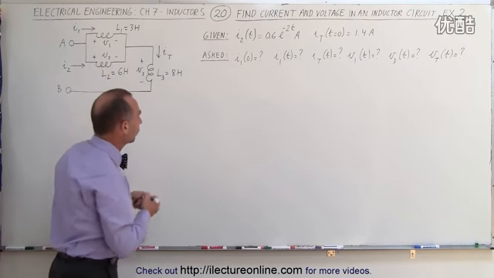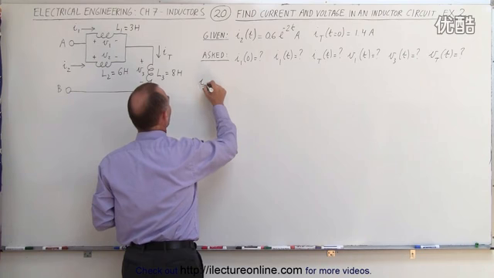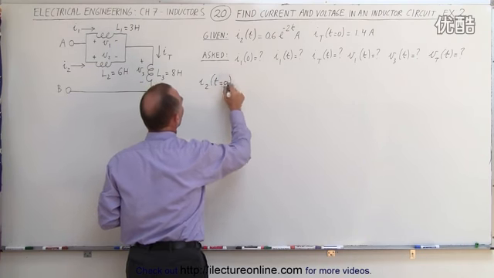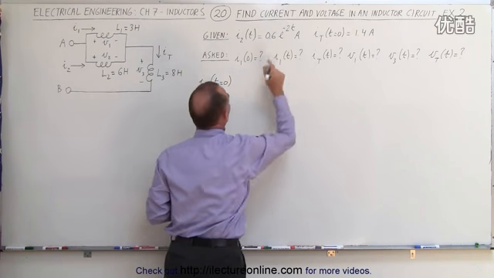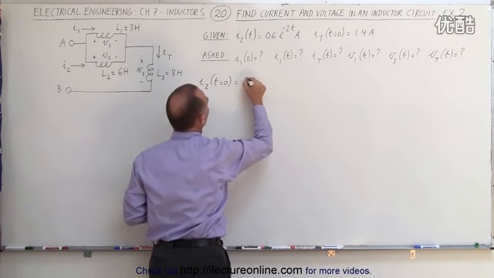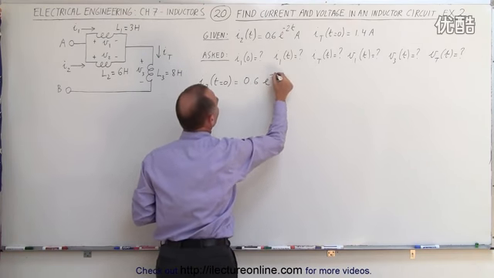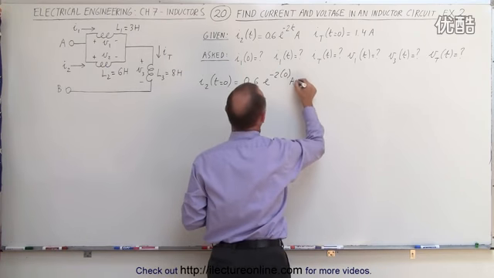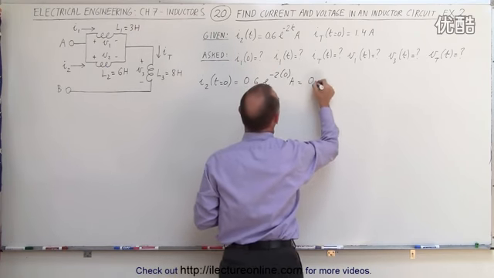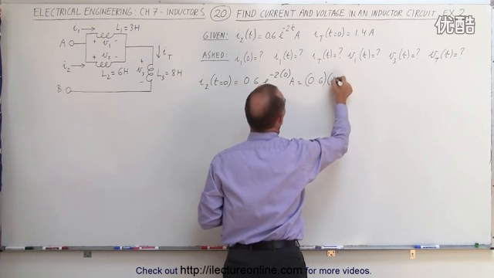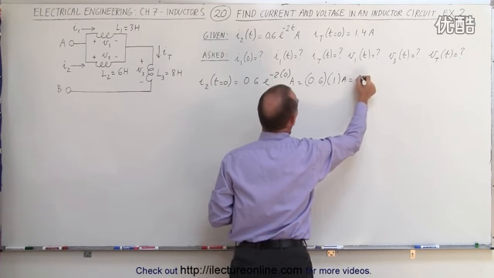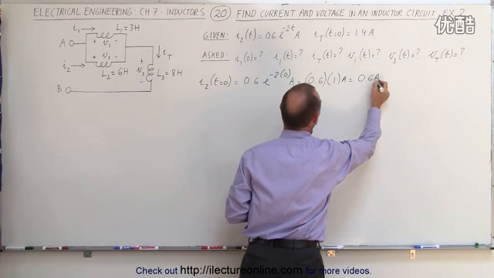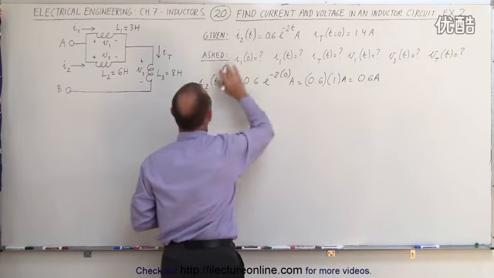Let's find the initial current, I sub 2 through inductor 2 when time is equal to 0. So we plug in 0 for t in this equation. This becomes equal to 0.6 e to the minus 2 times 0. That's of course in amps, which is equal to 0.6 times 1 amp, which is 0.6 amps. That's the initial current through inductor 2, right there.